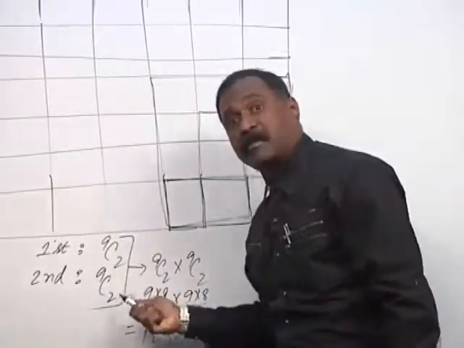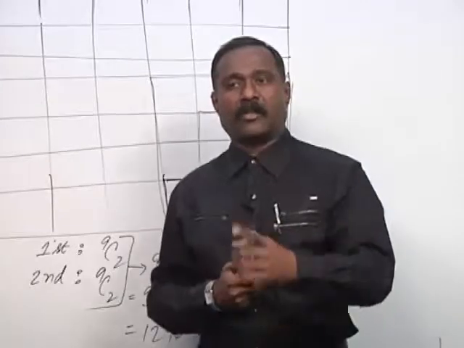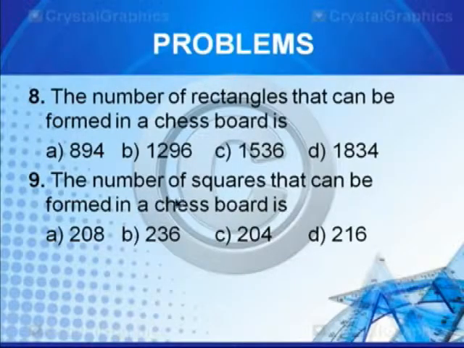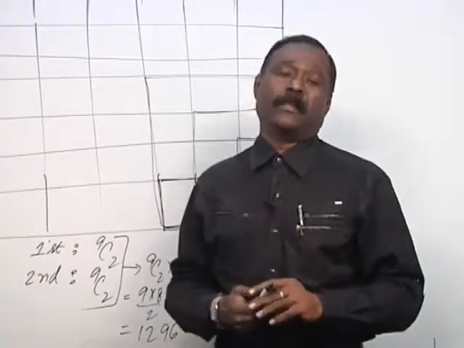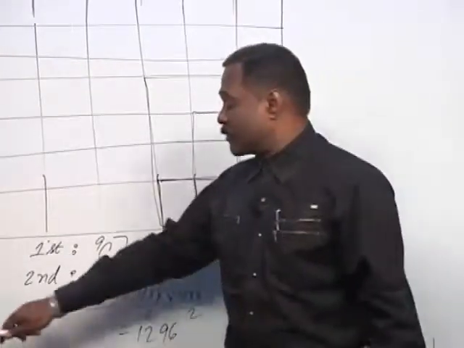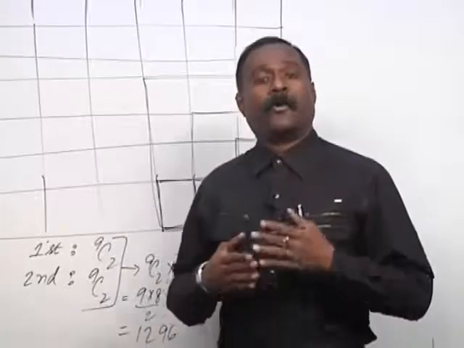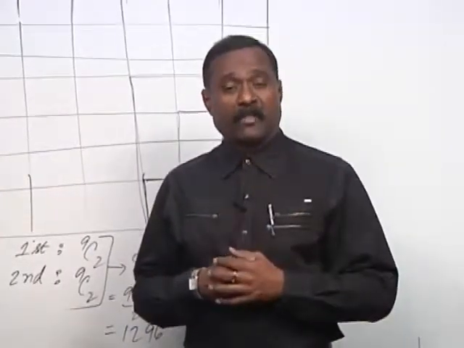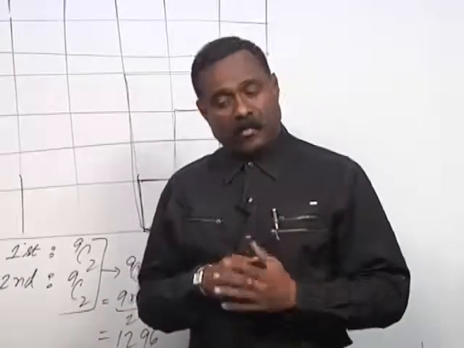I have explained the number of rectangles, and the 9th question on the slide is the number of squares that can be formed on a chessboard. You find it out, please. If you get a doubt, we will clarify that in the next session. The next 2 sessions will be problem solving sessions, and Miss Aishwarya's question will be answered through the mail, otherwise in the next session.